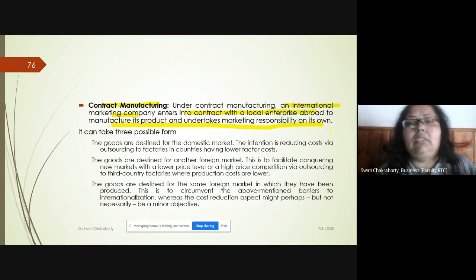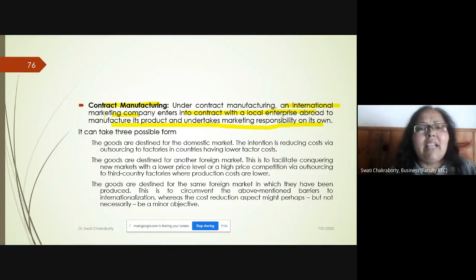Okay. So what basically can be done? It can take three different possible forms. The goods are destined for the domestic market, right? So it helps in reducing costs, outsourcing, right? Goods can be destined for another foreign market, which means you can capture new markets with a lower price or a high price competition by outsourcing.